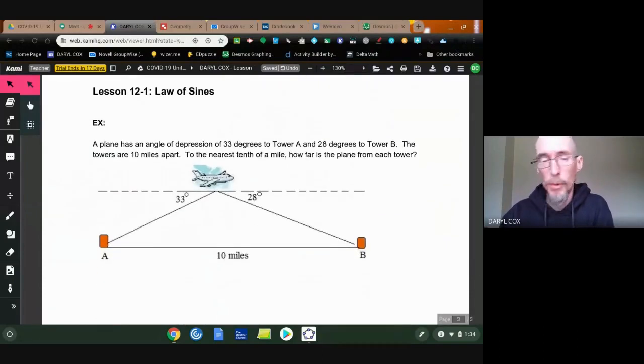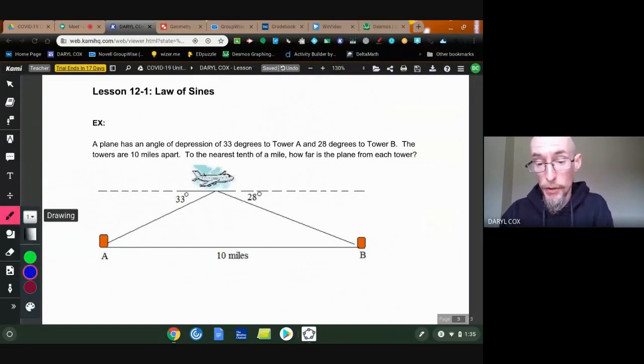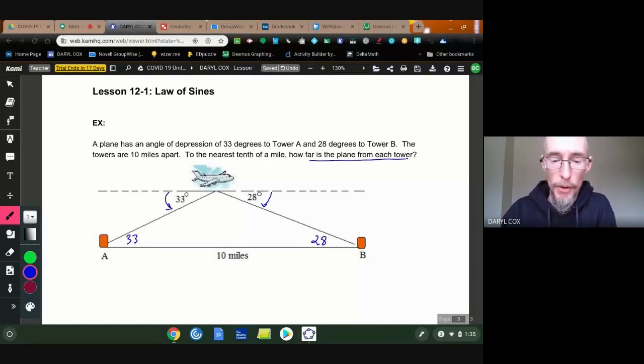One word problem, then we'll call it done for the day, okay? How do I know I need to use the law of sines here? Well, let's look at it. First of all, not a right triangle. I can say, oh, alternate interior angles. So this angle of depression is also equal to that angle of elevation. This angle of depression is equal to that angle of elevation. So what I'm looking for, how far is the plane from each tower? So I need to know from tower A and from tower B.